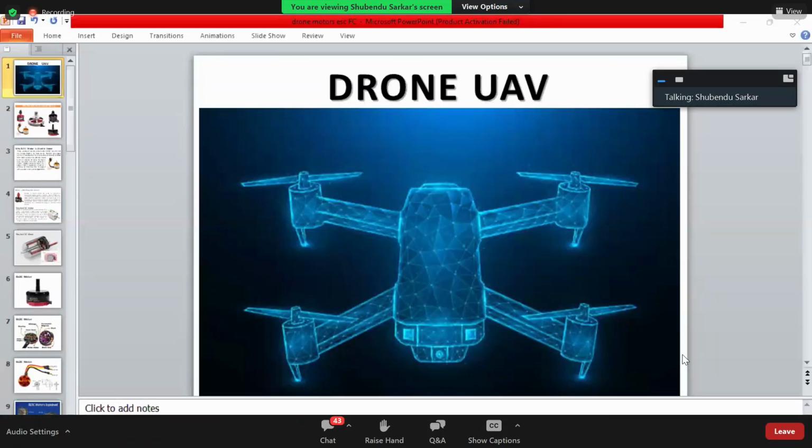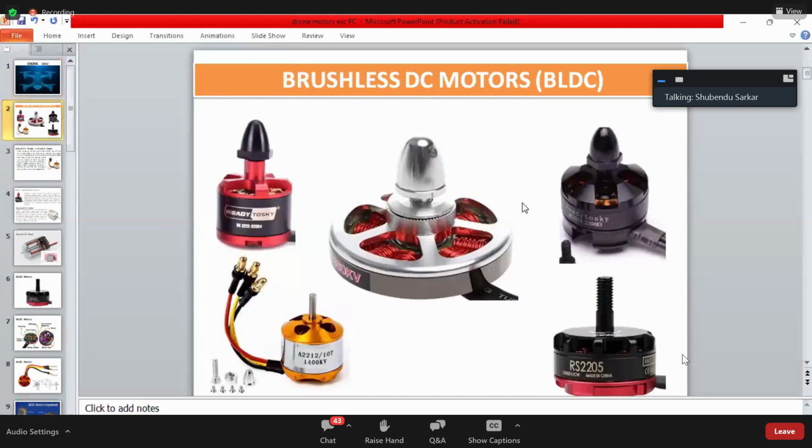All right, so right now we are going to talk about the first component of the drone, which is motors. Yes, this is the motor we are going to talk about. So I hope you can see. Good evening, everyone from the chat box. Good evening, everyone. Okay. So now on the screen, I'm showing some images of motors.